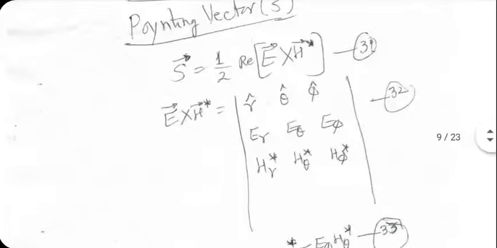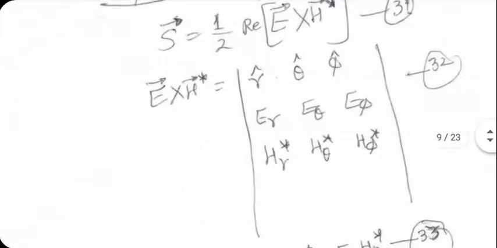If I expand the right hand side of equation 32, I get the R component of E cross H complex conjugate as E theta H phi complex conjugate minus E phi H theta complex conjugate. Okay. I plug in the values of E theta and H phi and E phi and H theta from what I have done already, and I take the complex conjugate for H components.